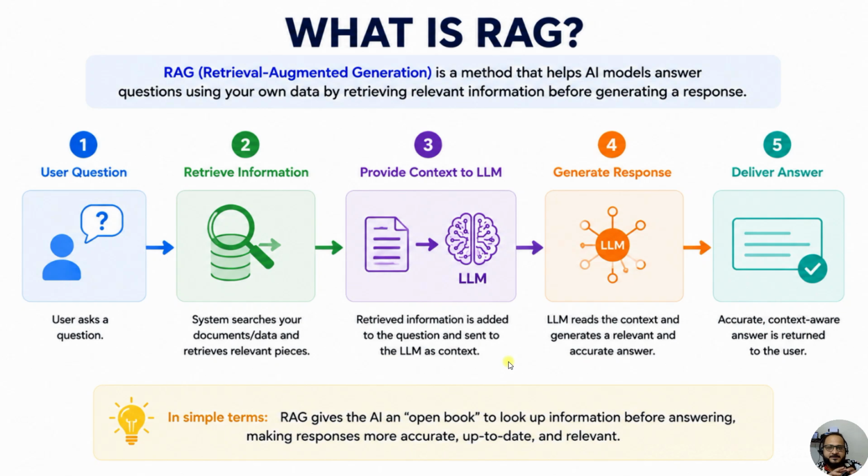In simple terms, there is an analogy called open book. An LLM works like a closed notebook, because it doesn't have any access to your private data. But RAG is like an open book, which has access to the LLM along with your private vector database. So it will provide you accurate information for what you ask.